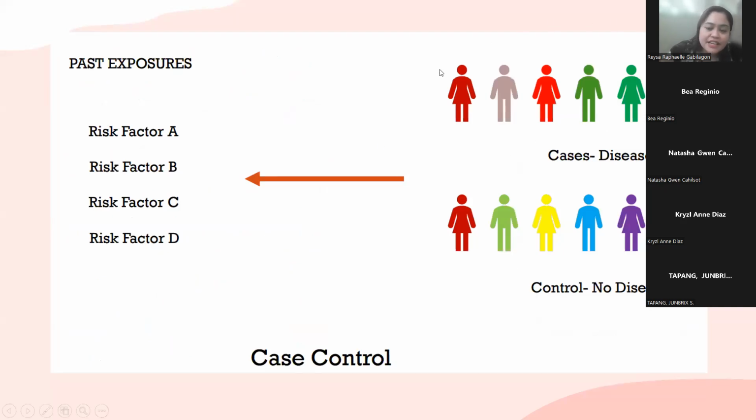So this is the illustration here. We have here the case, which are the group of people with the disease or the condition that we are studying. And then we have here the control. So these are the persons again, or the subjects with no disease. And then let's go back to the past and see whether they have past exposures to the risk factors that we are trying to investigate. Okay? Again, ang tawag dito, case control study. These are observational studies under analytical research design.